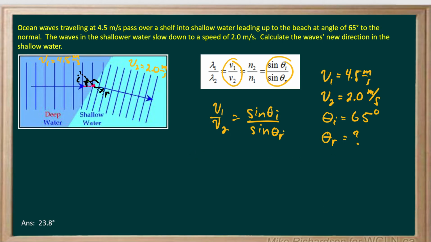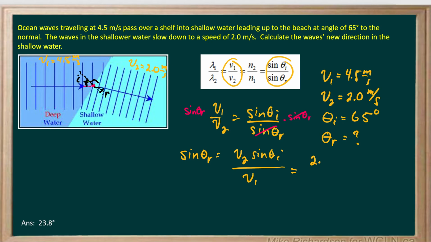So when I write my equation, I want to solve for theta r, so I want to get that on top. So the first thing I'm going to do is multiply both sides by sine theta r. It's all one function. So they're going to cancel on this side. Now I want to get sine theta r by itself, so I'm going to multiply both sides by V2 and divide both sides by V1. And I'm going to end up with sine theta r is V2 sine theta i all over V1.